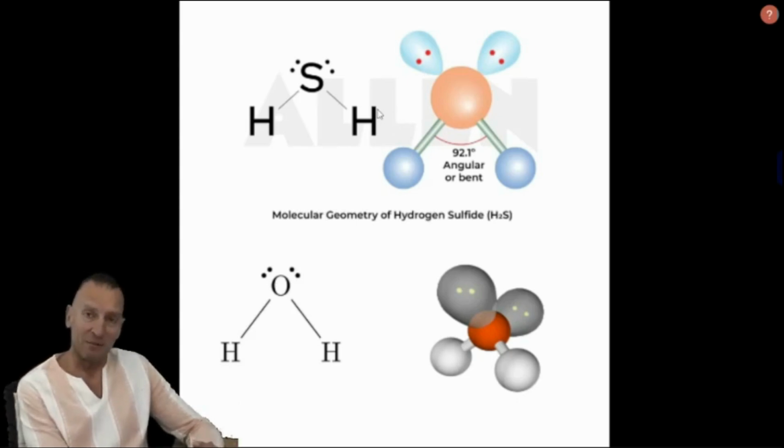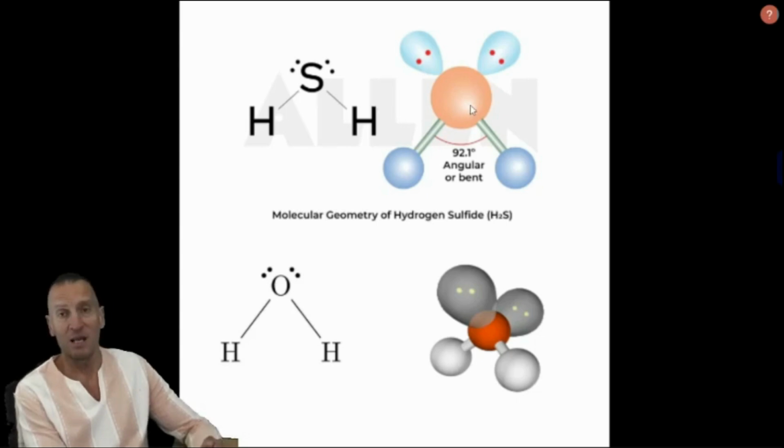Electronegativity number of sulfur is 2.5. Electronegativity number of hydrogen is 2.1. So the electronegativity difference is 0.4. And I said to you, when it's 0.4, it's not polar, while the water molecule is polar. Now we've got two lone electron pair clouds, just like the water, and the structure is also tetrahedral.